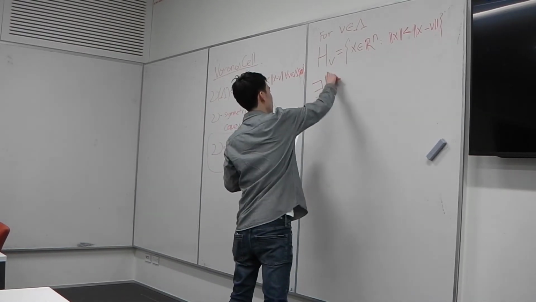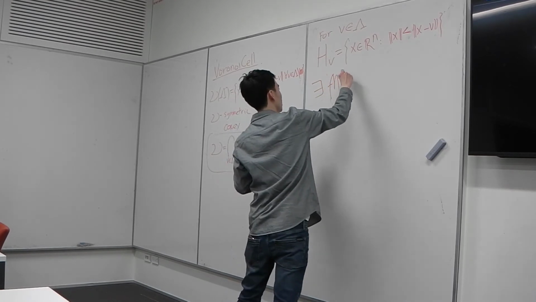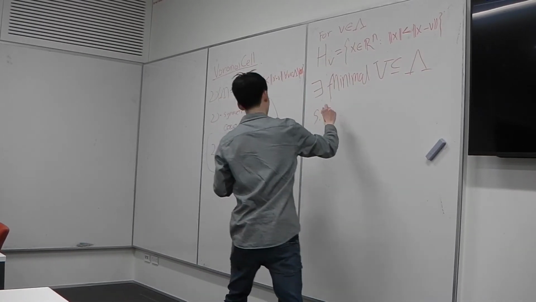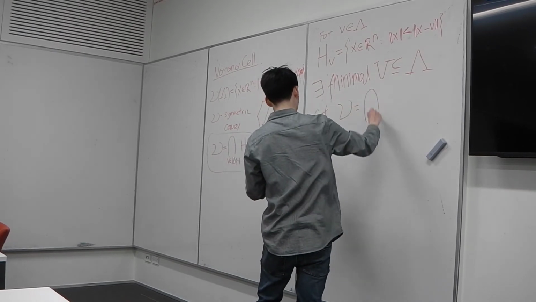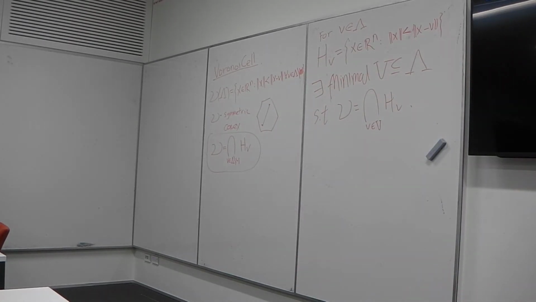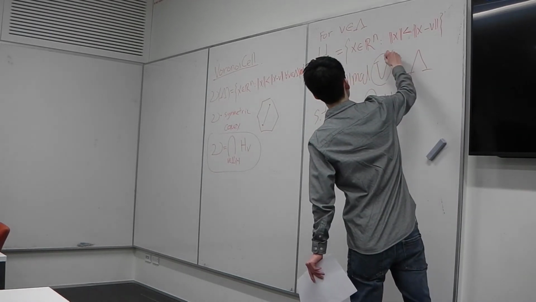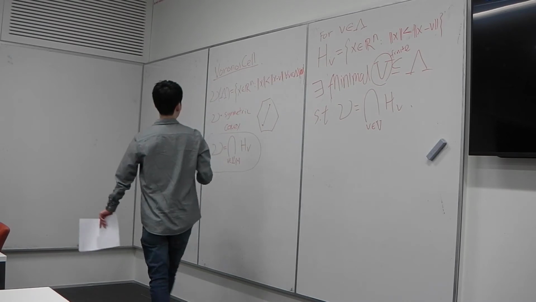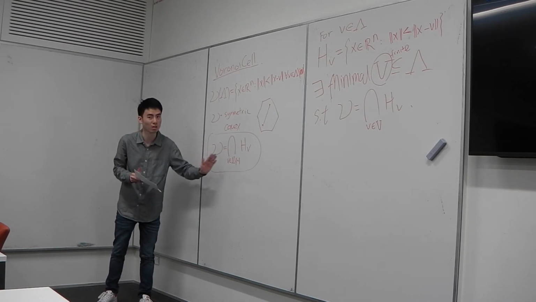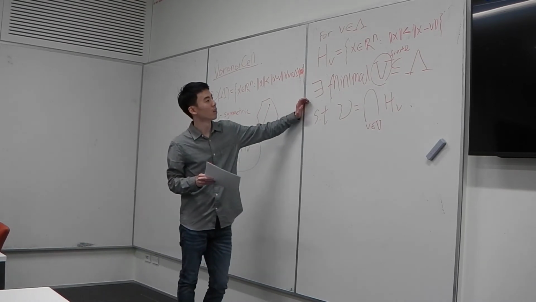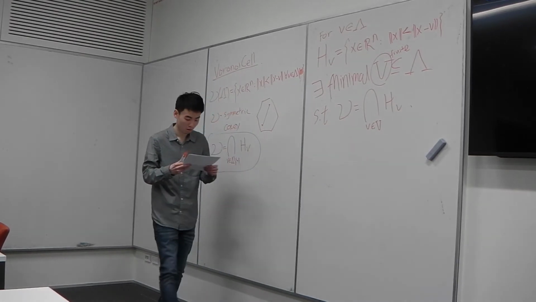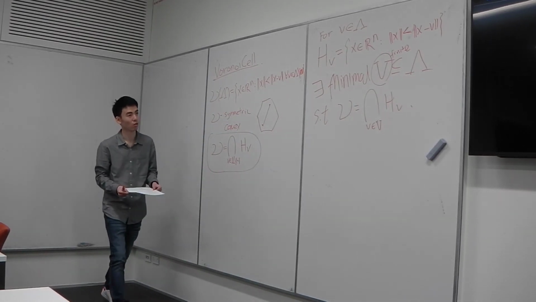There exists a minimal set V of the lattice such that... What it means is, in the definition, it seems that we have to take the intersection over every non-zero lattice vector, right? But we can prove that there exists a finite set in the lattice such that the intersection of them generates the Voronoi cell. And that's pretty important, because I'll give you an illustration.